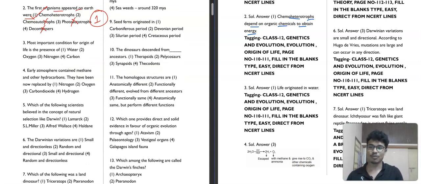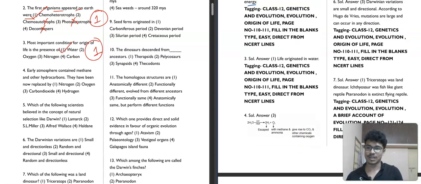It is saying that the most important condition for origin of life is the presence of... What is the most important condition for the origin of life? The options given are water, oxygen, nitrogen, carbon. What do you think? Where did life originate from? Life originated from water. So water, that means H2O, is the most important condition for the origin of life. So the first option will be our correct answer for this question.